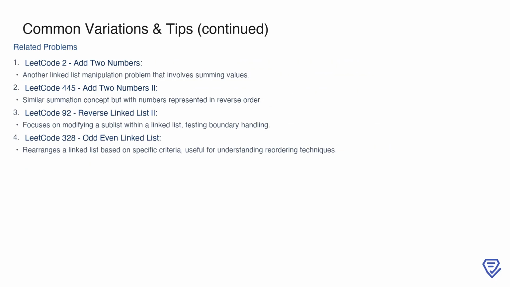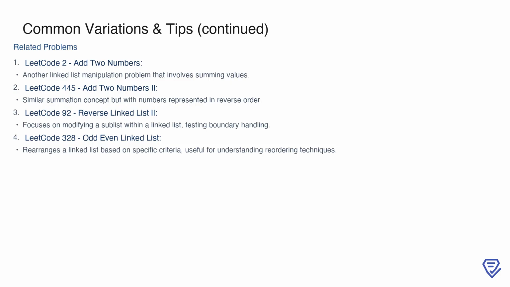If you're looking to strengthen your understanding of linked list problems, there are several related problems that can help solidify these concepts. For example, LeetCode 2, Add Two Numbers, involves summing values within a linked list structure, much like this problem. LeetCode 445, Add Two Numbers 2, introduces a similar summation concept but works with numbers represented in reverse order, challenging your understanding of traversal order.